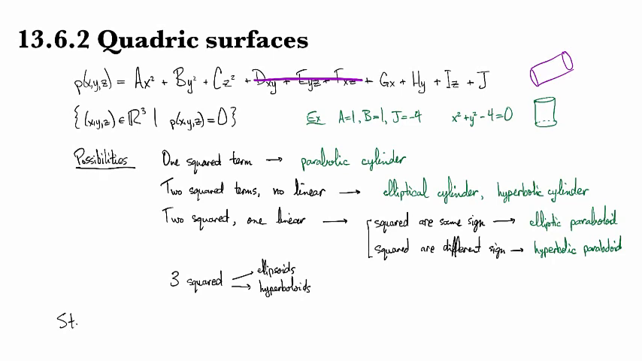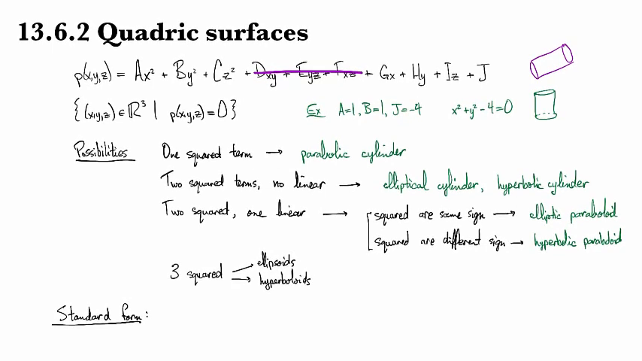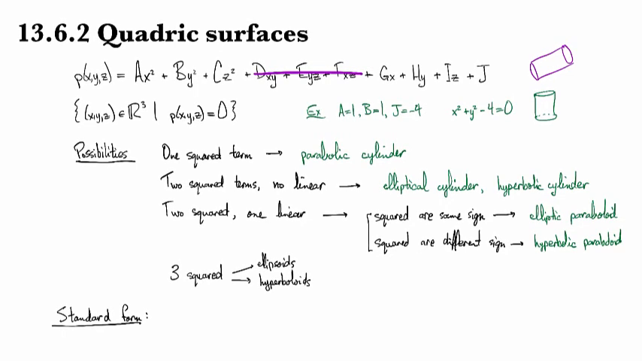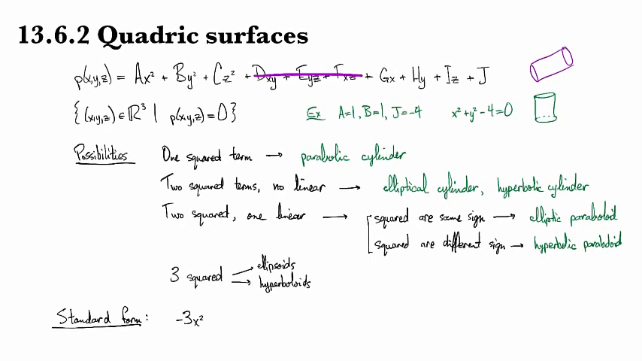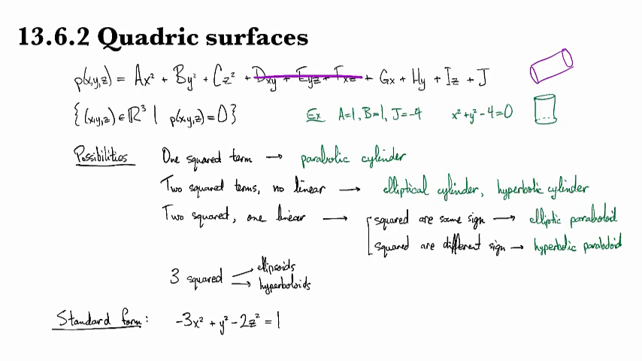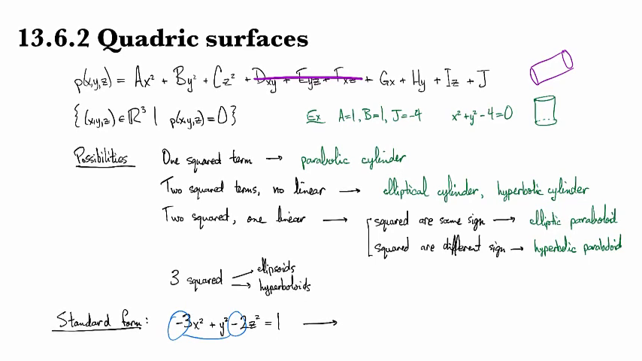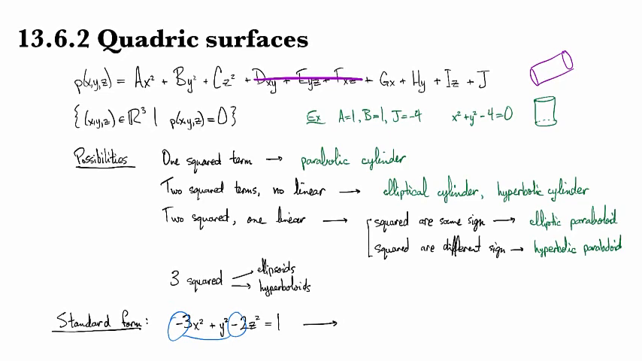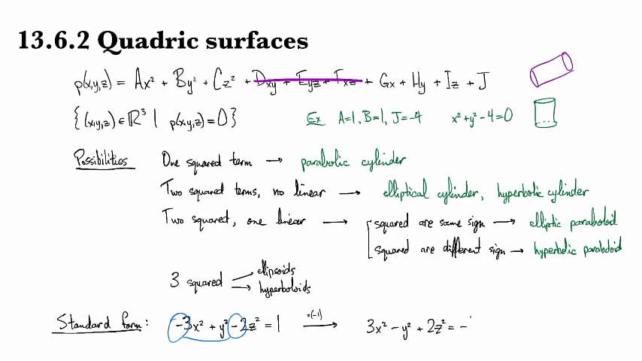So the general or standard form that we will always look at for our quadric surfaces is this: if all squared terms have the same sign, we will write them to be positive. So for example, if you had minus 3x squared plus y squared minus 2z squared equals 1, I've got 2 negatives and 1 positive. So the standard form would be to make the 2 of the like sign both positive. So I would multiply this through by minus 1. And that would give me 3x squared minus y squared plus 2z squared equals minus 1. That'll help me figure out which type of surface it is much more easily.